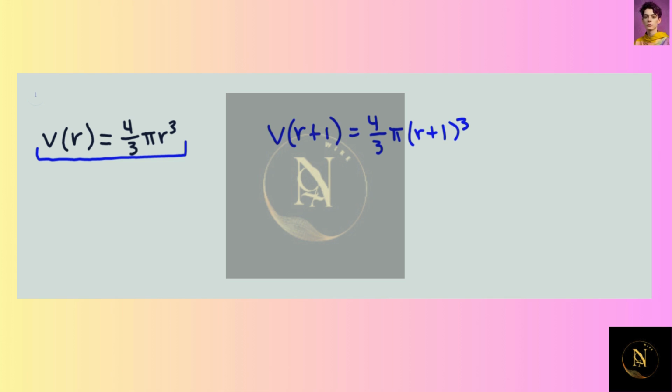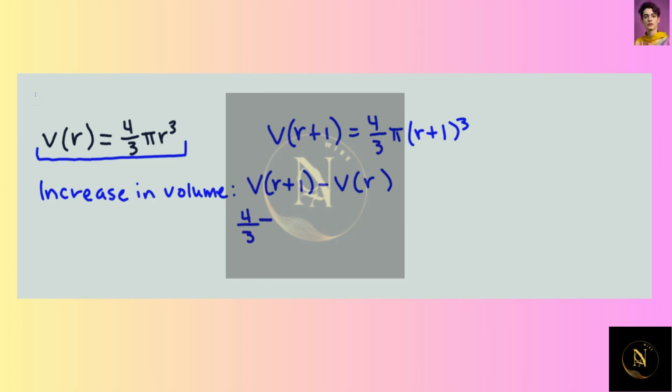So this would be the difference between these two volumes. So the increase in volume would be the volume with a radius of r plus 1 minus the volume with a radius of r. So let's calculate that. So the volume with a radius of r plus 1 is 4/3 pi times r plus 1 quantity cubed, and the volume with a radius of r is 4/3 pi times r cubed.